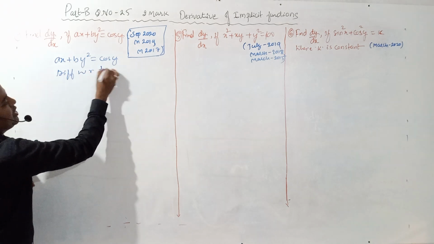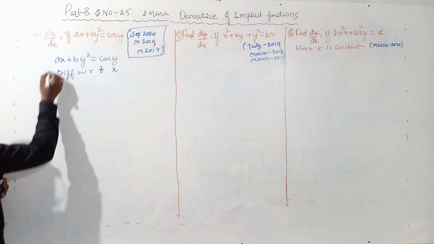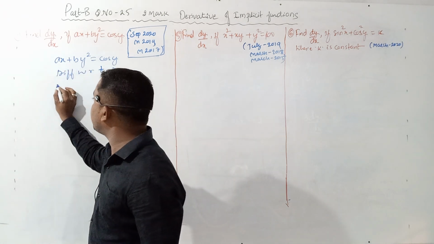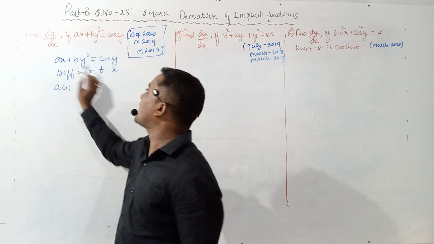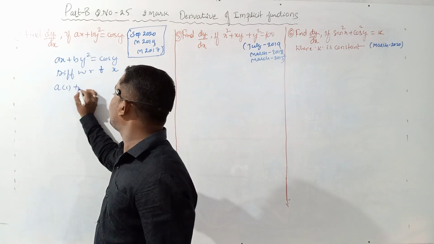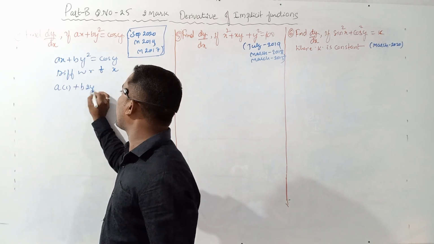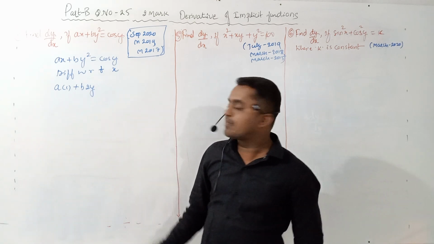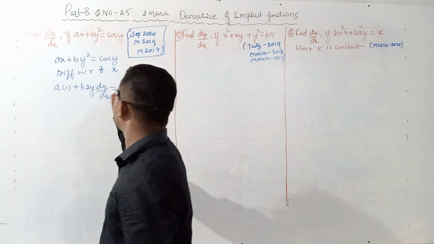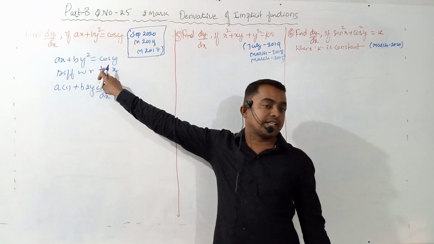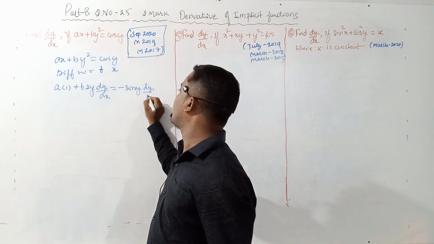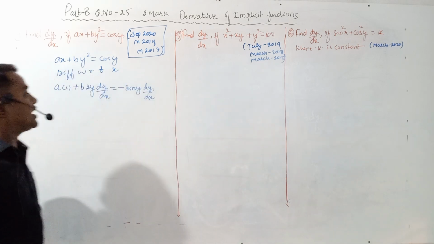As we learned in the previous problem, in the same manner we have to differentiate. This a stays as it is, and the derivative of x with respect to x is 1, because the function and constant are together here. Plus b as it is, the derivative of y square is 2y times dy by dx. The derivative of cos y is minus sin y times dy by dx.